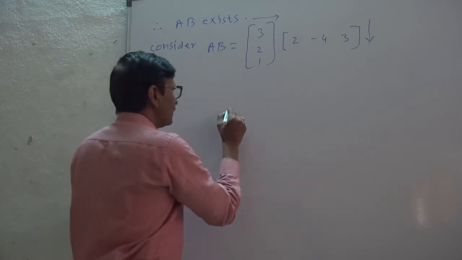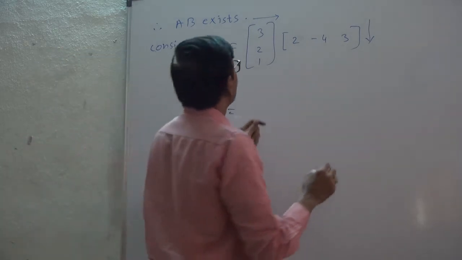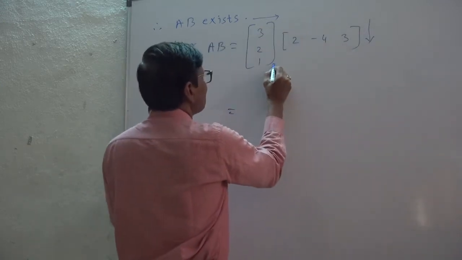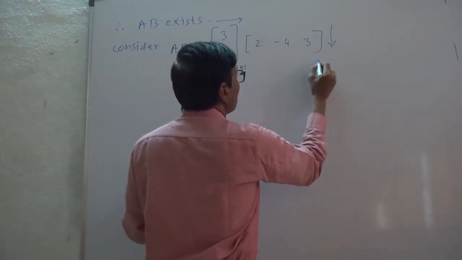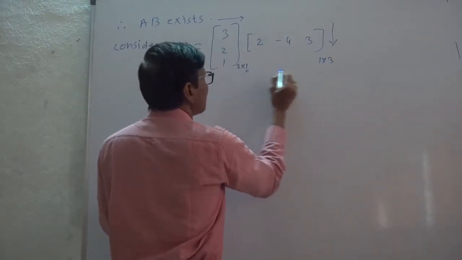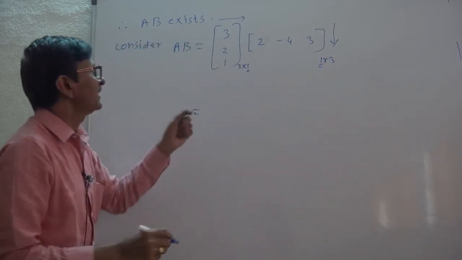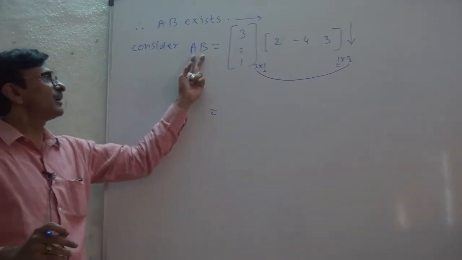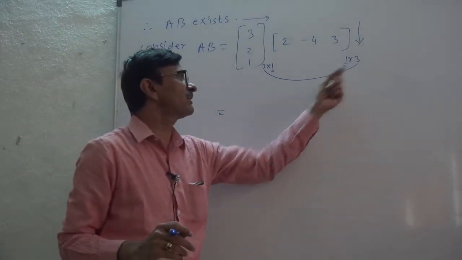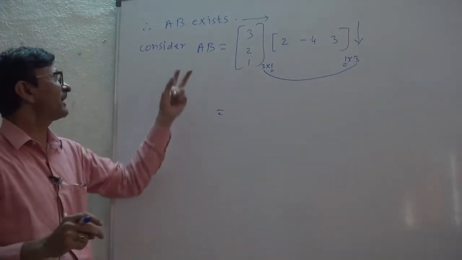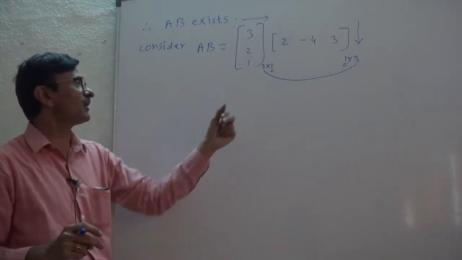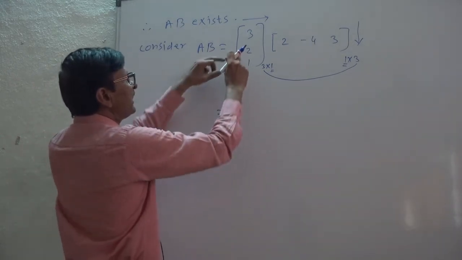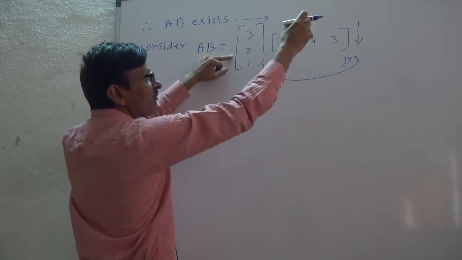Now here we observe that the order of A is 3 by 1 and the order of B is 1 by 3. The condition is satisfied, and the obtained matrix, that is the product matrix AB, has order 3 by 3. Now let us consider the product, taking elements of A row wise and elements of B column wise.